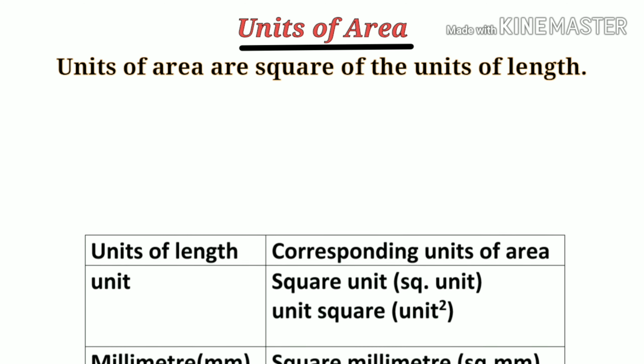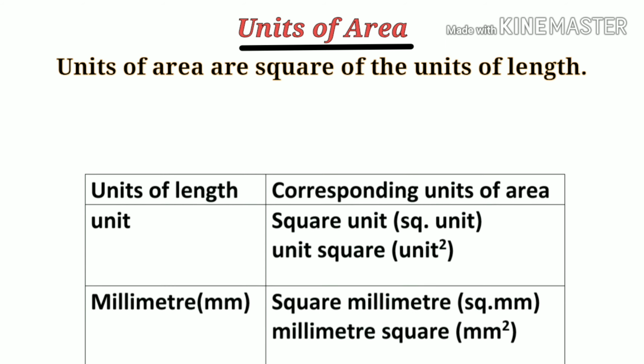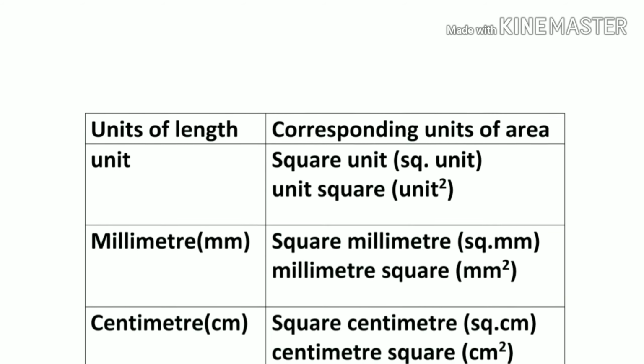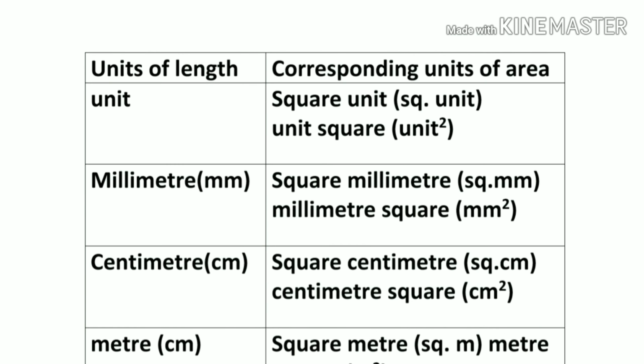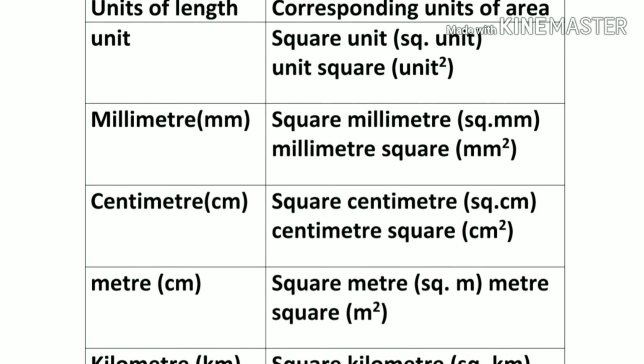Now let's learn about the units of area. The units of area are the square of the units of length. If the unit of length is unit, the corresponding unit of area is square unit, which is written as square unit or unit square. Similarly, if the unit of length is millimeter, the unit of area would be square millimeter or millimeter square, and so on. You can see from the chart.